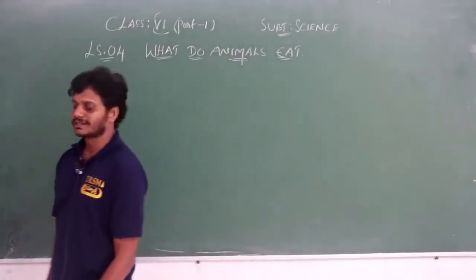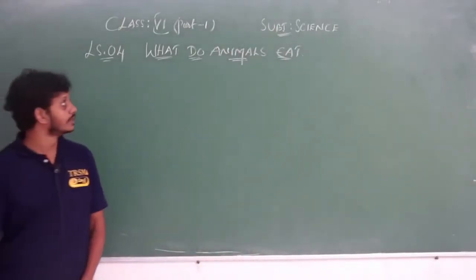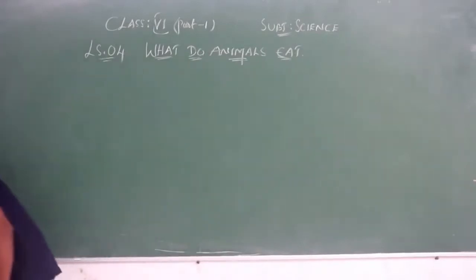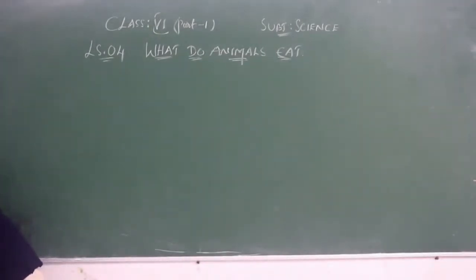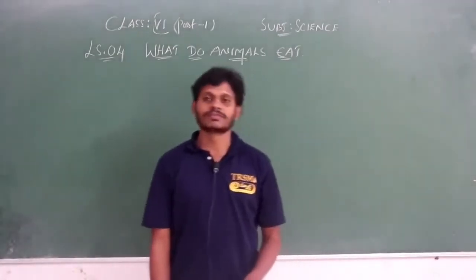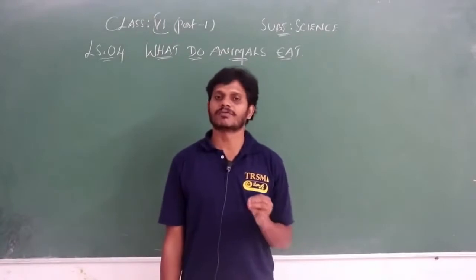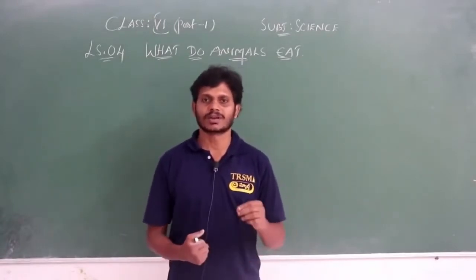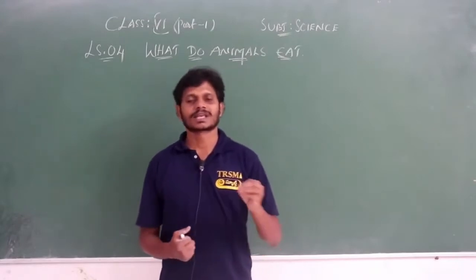As you all know, we are in lesson 4, that is, what do animals eat? So we already discussed that different types of organisms are present, different types of animals. Organisms are animals. What is an organism? Which is having life.